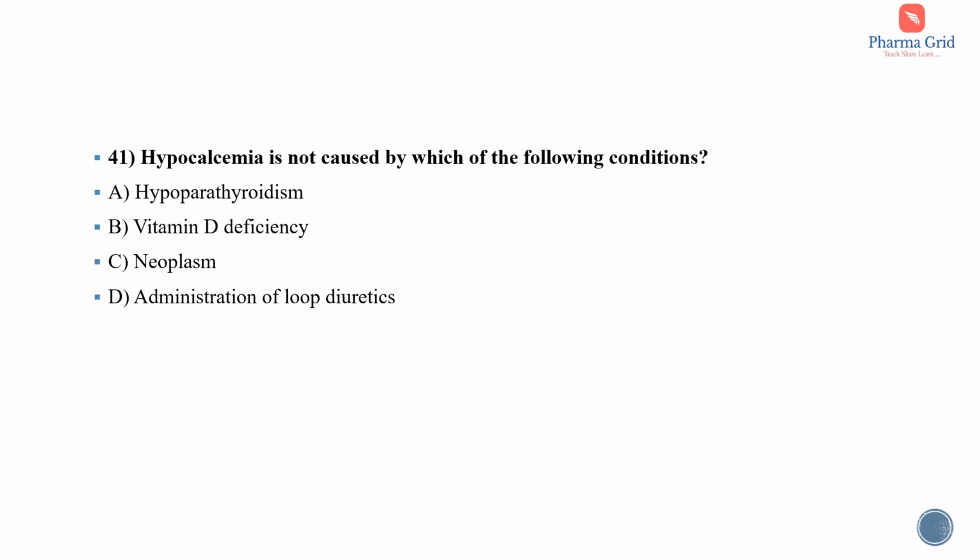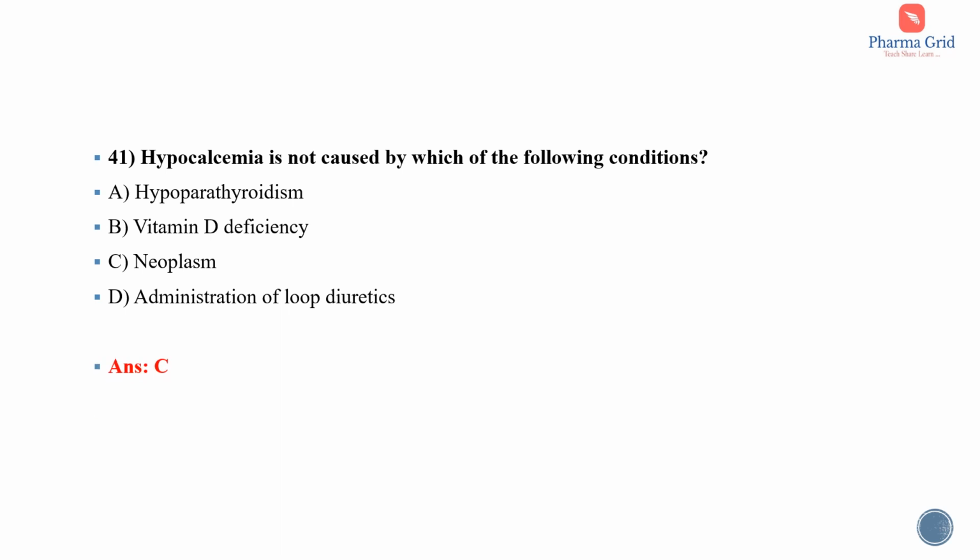So let's continue with the remaining KAPS recalls discussion. Beginning with question number 41. Hypocalcemia is not caused by which of the following conditions? The options are hypoparathyroidism, vitamin D deficiency, neoplasm, administration of loop diuretics. So here the correct answer is option C, that is neoplasm.